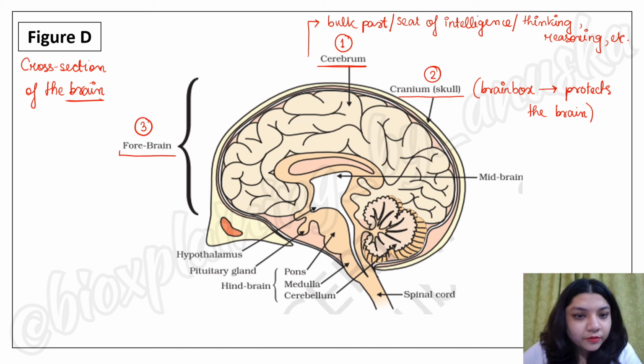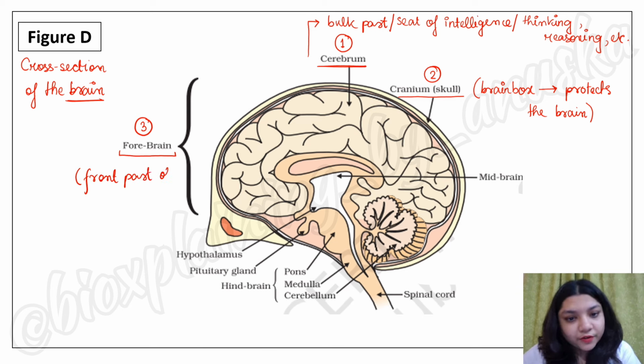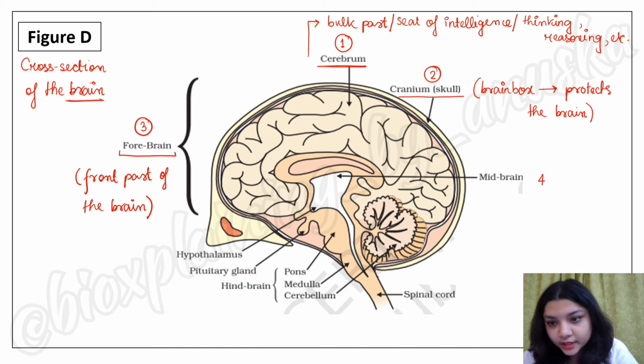Then part number 3 is your forebrain. What do we refer to when we say the forebrain? The forebrain refers to the front part of the brain. Then we have the midbrain. Part number 4 is the midbrain, in the center part of the brain.